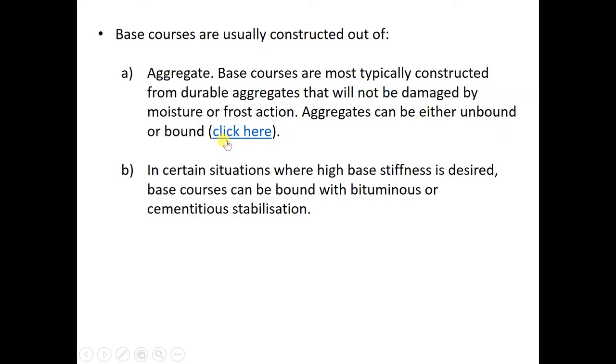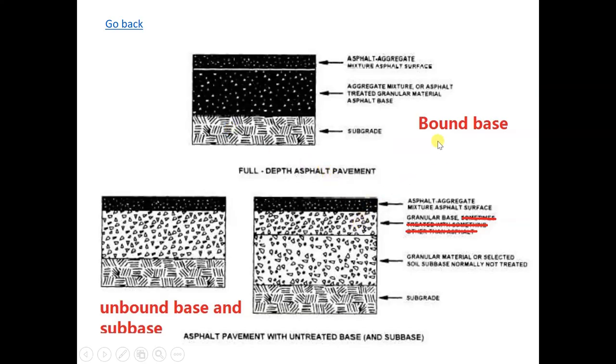Bound means that it's treated, for example an asphalt aggregate mixture or asphalt treated granular material. So bound means that we add some additives. It could be bitumen, it could be cement, or other materials that are cementitious, like fly ash.